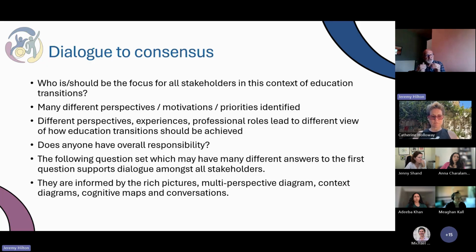So what we use quite a lot is this question set I'll introduce, which actually has a simple set of 6 questions. For the answer to question 1, there could be many different answers, and we want to capture them. And for each different answer to question 1, you have the remaining questions to start fleshing out these different perspectives. They're informed by the rich pictures, the multi-perspective diagrams, context diagrams, cognitive maps, conversations and interviews. And this is very much done one-to-one, or it's a good one for a workshop context.